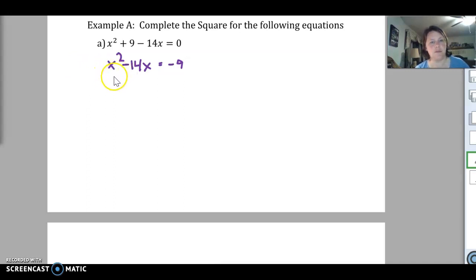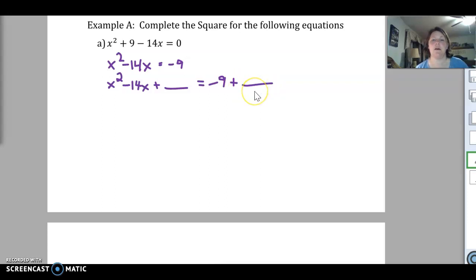Our next step is going to be rewrite leaving blanks where we need them. So x squared minus 14x plus something is equal to negative 9 plus the same something.